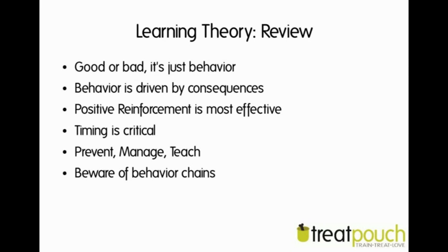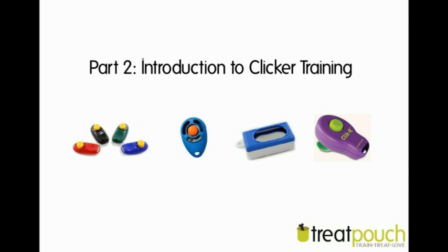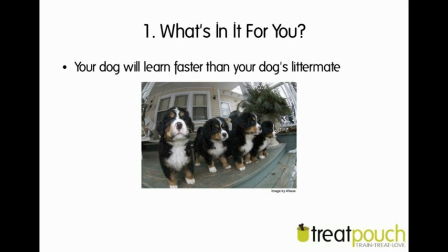Part 2, Introduction to Clicker Training. Before we begin, we'd like to tell you why it's worth the effort to learn how to clicker train. The reason? All things equal, the identical dog, or perhaps your dog's littermate, with the same treats, with the exact same person. The only difference is that one dog is taught with a clicker and the other is taught without. The clicker trained dog will learn way faster. So if you want fast results, then you want to clicker train.